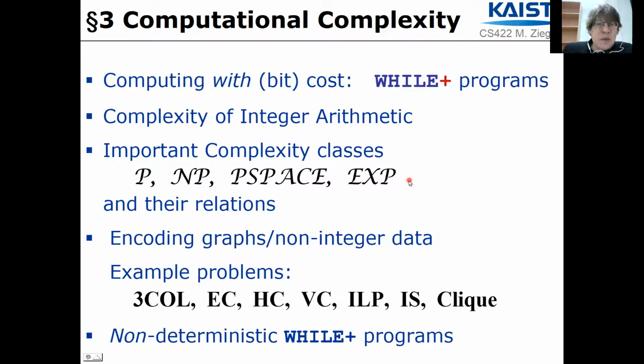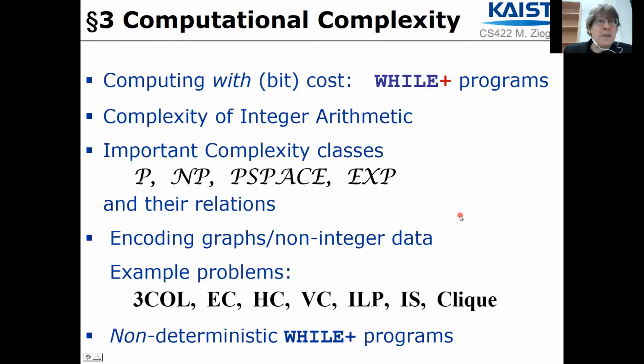And then we're going to give an alternative characterization of the class NP, namely in terms of non-deterministic while plus programs, which is a variant of the deterministic while plus programs we'll have introduced here. And this is similar to the duality between the semantic and the syntactic arithmetic hierarchy. So what we're going to do here is we first introduce a syntactical definition of NP, and then using the non-deterministic while plus programs, a semantic definition, and prove both to be equivalent. So that's our plan for chapter 3.